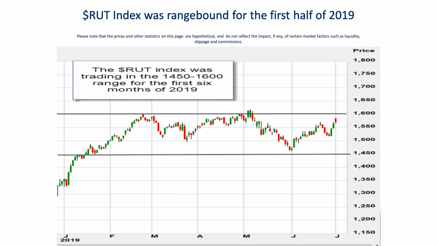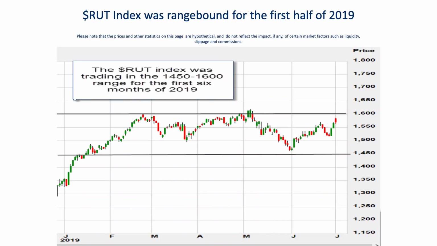That would not have been an unreasonable thesis, given the fact that the market often gets very slow and sluggish during the summer. So let's say the trader looked at this chart and said, okay, so if I construct a trade around this price channel, this 1450 to 1600 range, it may have a good shot at working out.